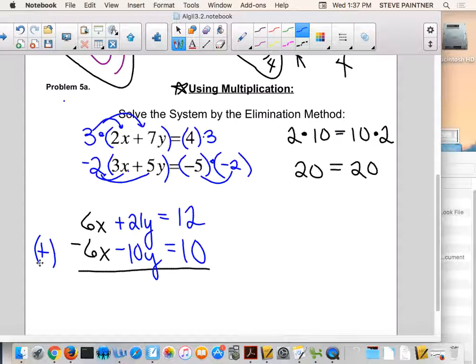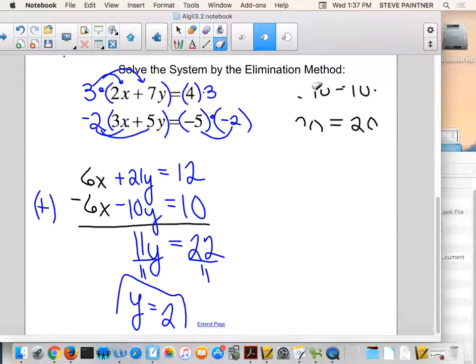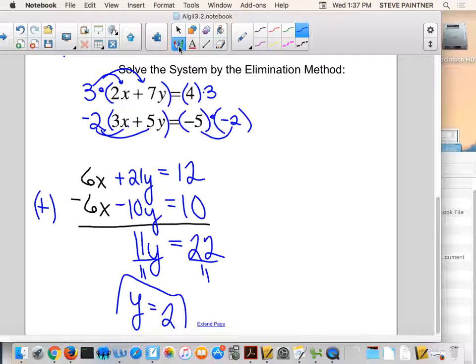21y, take away 10y. 11y. 12 plus 10. 22. Divide by what? 11. And we're getting y to be 2, right? So in this problem, I already know the answer, half the answer. It is 2 for which one? Y. Okay.